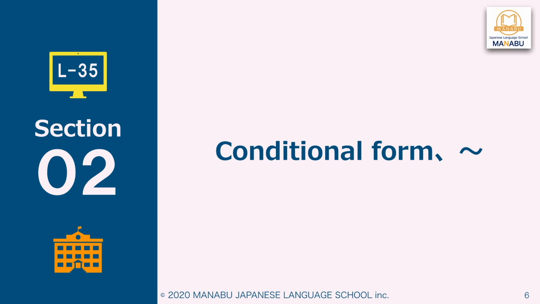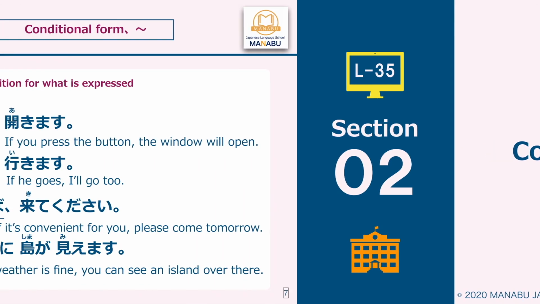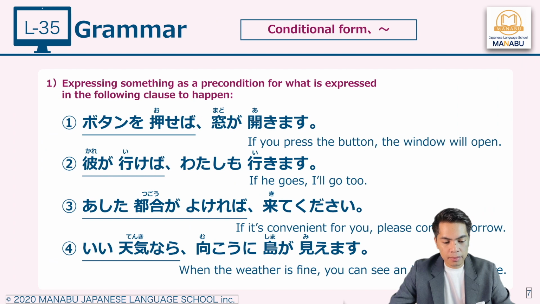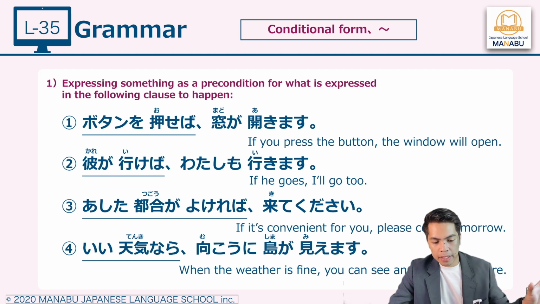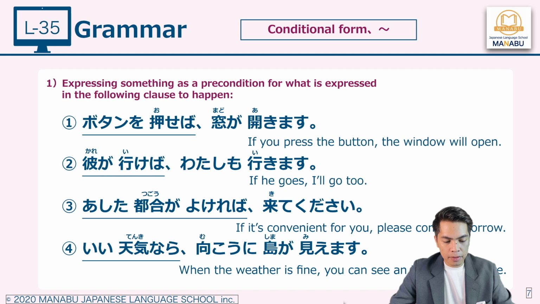Grammar point number 2. Let's learn how to use the conditional forms. Number 1, the conditional form expresses something as a condition or precondition for what is expressed in the following clause to happen. So let's read example number 1. Botan o oseba, mado ga akimasu. Botan o oseba, mado ga akimasu.